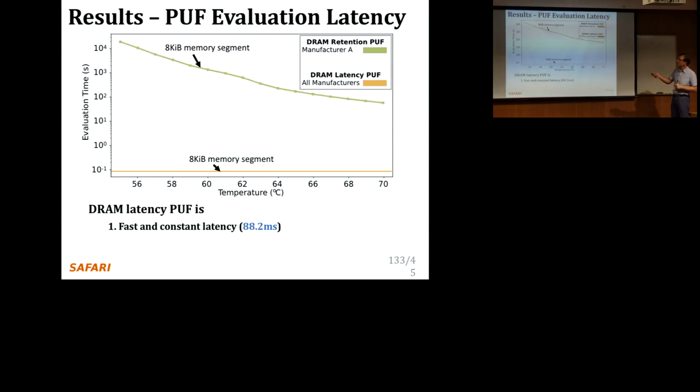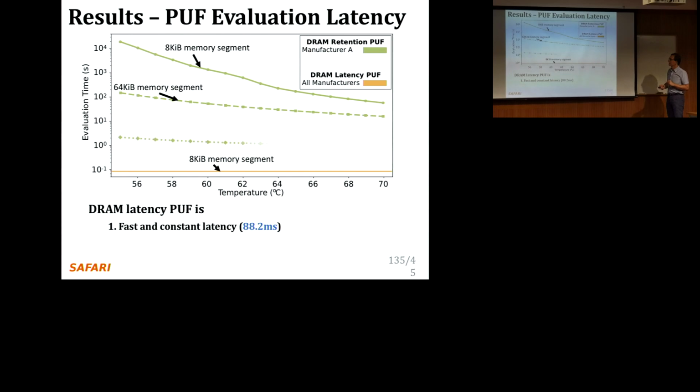And this is the DRAM retention PUF. So how big of a memory segment you choose affects your latency. This is with manufacturer A. It takes some time to generate the PUF because your retention time is very long. So you need to wait for a long time for the cells to drain charge to be able to get some random values in the cells. So you can see the speedup is very high over here, and the speedup is still pretty high over here at high temperatures. But at low temperatures, the latency PUF is better. And if you increase the memory segment, you actually do better, because the probability that you get more cells failing increases as you look at a bigger segment.